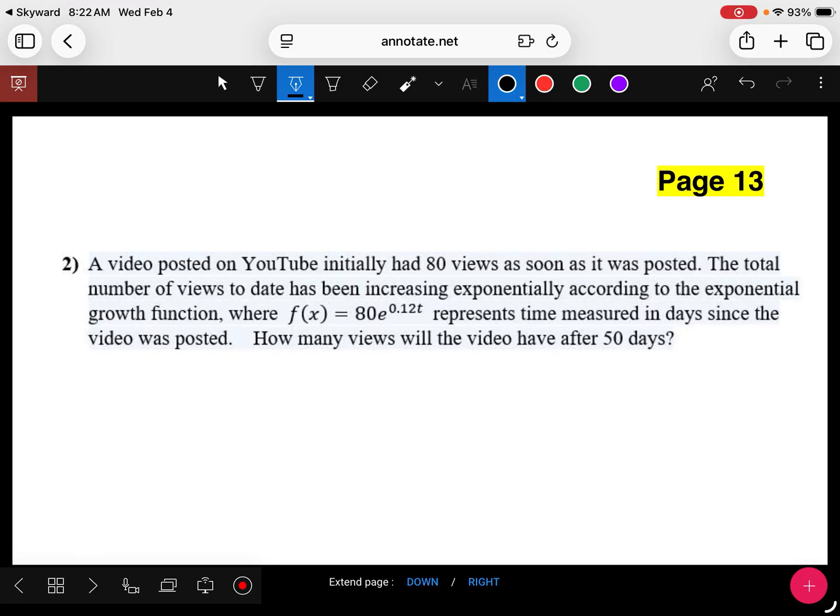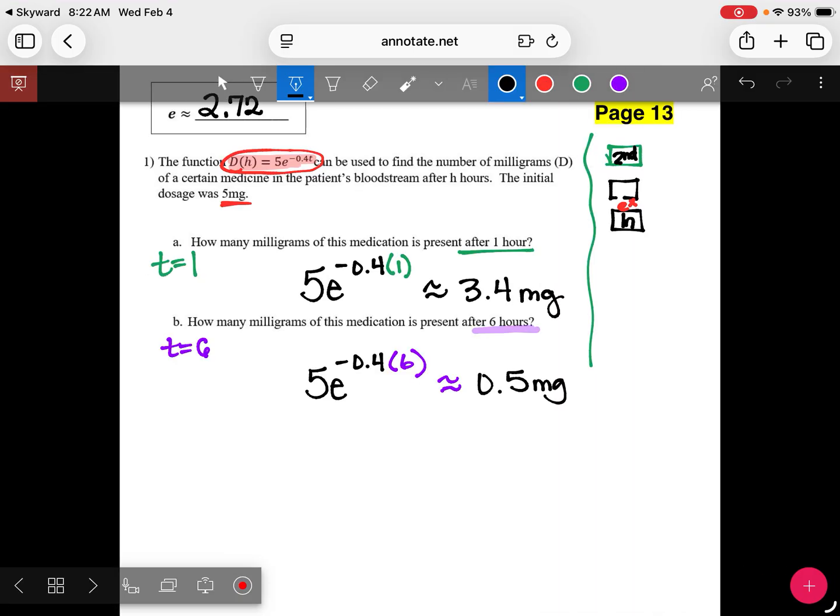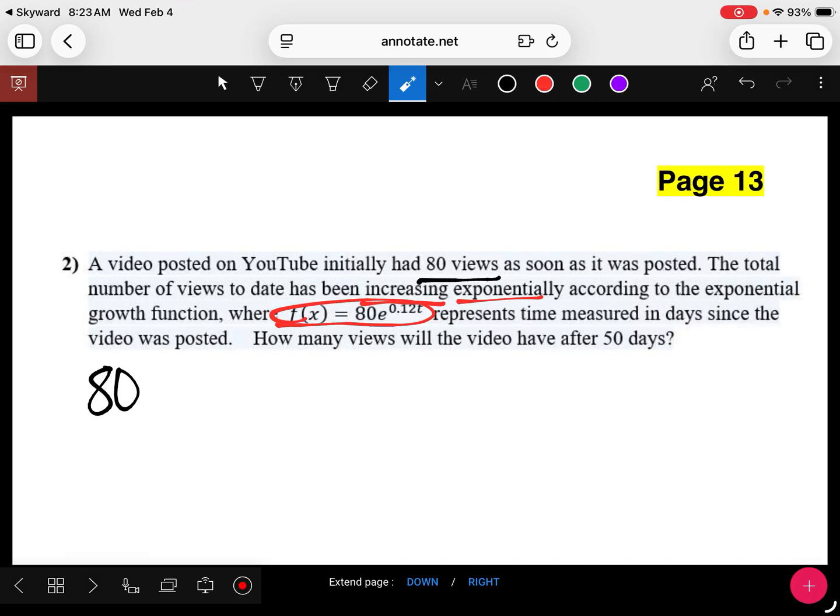So now let's look at number 2. A video posted on YouTube initially had 80 views as soon as it was posted. The total number of views to date has been increasing exponentially according to the exponential growth model. So see, we have a new function. Now 80. If you haven't noticed, the first number is your starting number. So in number 1, we started with 5 milligrams. That's why we started our equation with 5. In number 2, we started with 80 views. That's why we started our equation with 80.